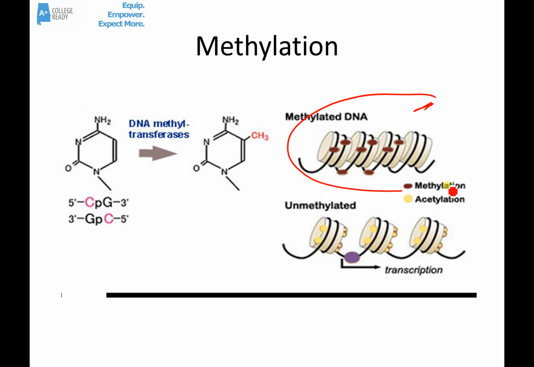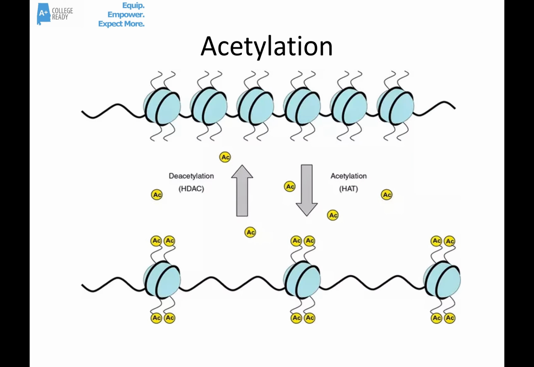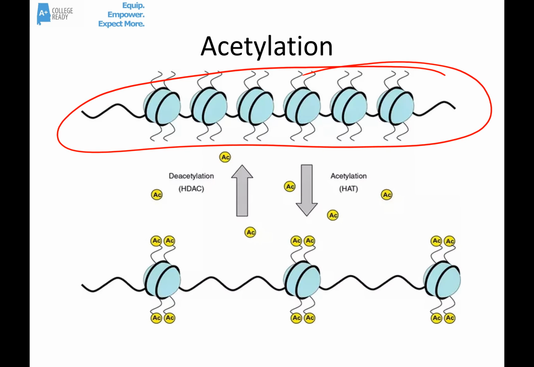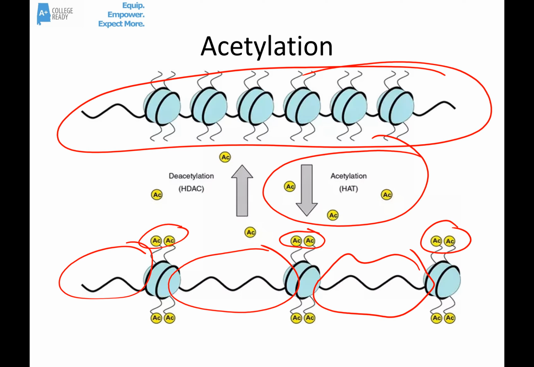So the methylated DNA is tightly wound around the histones, and then the unmethylated DNA is not nearly as tightly wound. This can be transcribed, whereas this is inaccessible to the RNA polymerase. Here we see acetylation. Here the DNA is fairly tightly wound up top, but once the histones become acetylated, and you can see these ACs, these are the acetyl groups, they attach to the histones themselves and cause the DNA to unwind and become accessible to RNA polymerase.